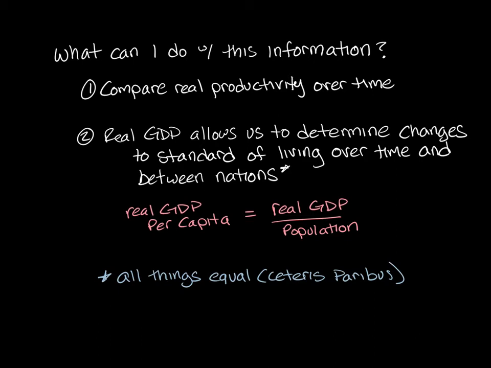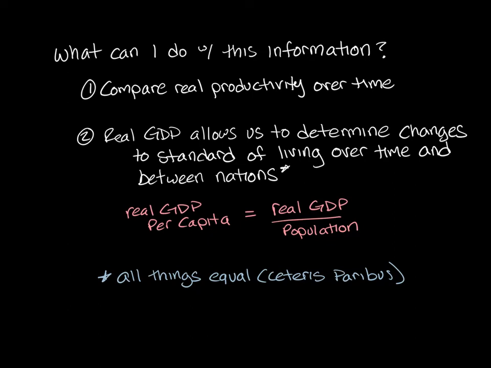So the United States real GDP versus China's real GDP isn't really a fair fight because there's 3 or 4 times more people in China than there are in the United States. So I'll need to very simply adjust my real GDP number on a per person basis, and that'll give me roughly an idea of what standard of living in that country is going to be. Again, ceteris paribus, so all things equal.